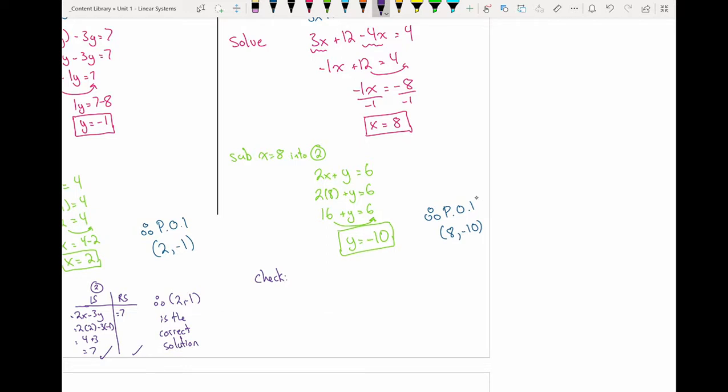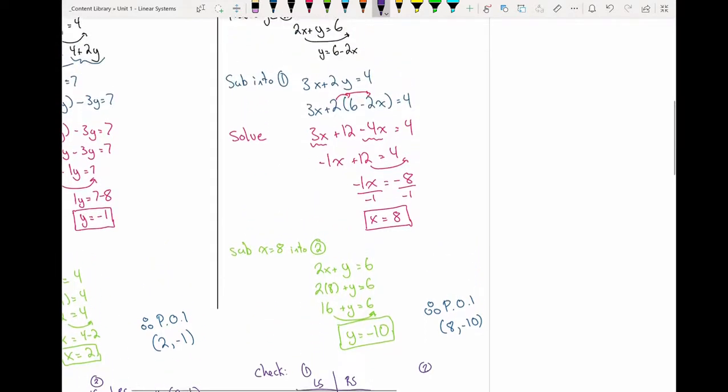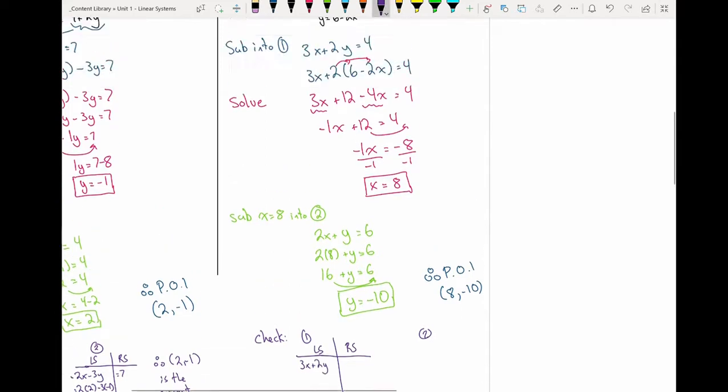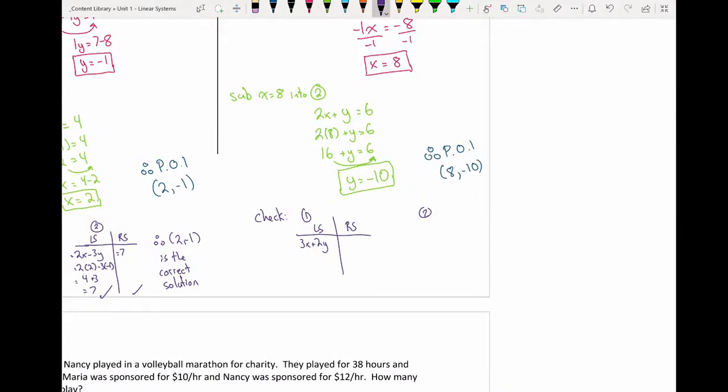Now to confirm that, I need to check my answer by plugging this point of intersection back into my two equations. So I'm going to do it for equation 1, left side and right side. So equation 1 was 3x plus 2y equals 4. So 3x plus 2y equals 3 times 8 plus 2 times negative 10. 4 stays the same, so I get 24 minus 20, which equals 4. So left side equals right side for equation 1, so that's good.